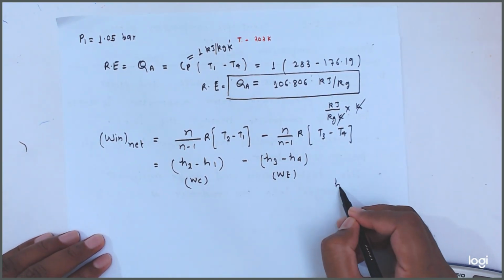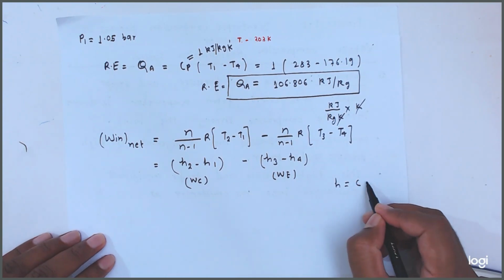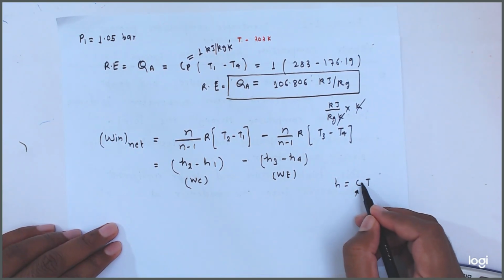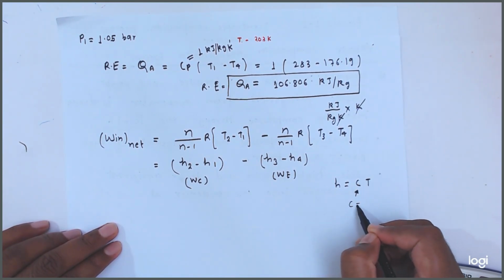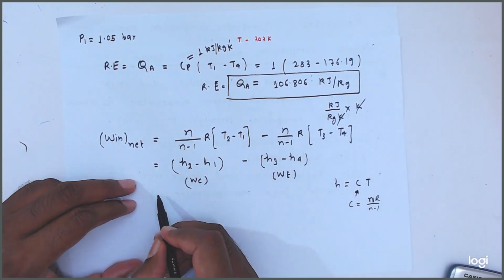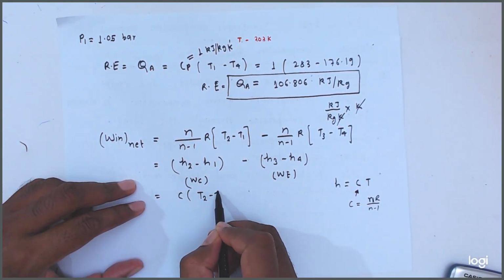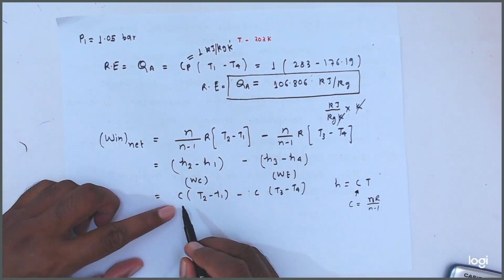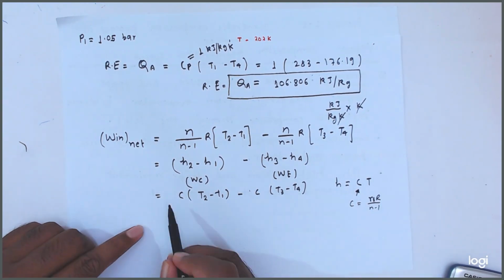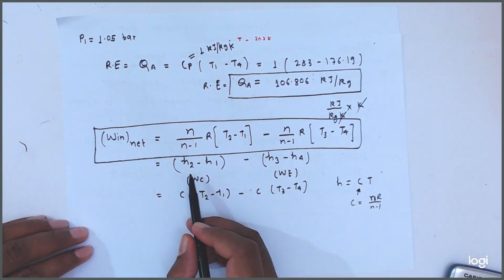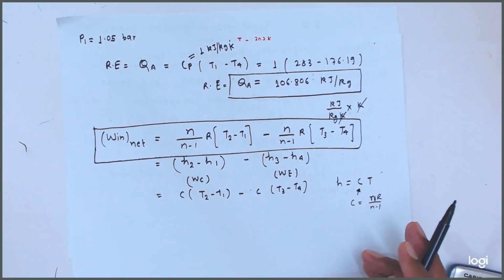We know that enthalpy is equal to C into T, and here since it is not an isentropic process, the C value we will take as n R upon n minus 1. So here you see C into (T2 minus T1) minus C into (T3 minus T4), and the C value is equal to nR upon n minus 1. That's why this formula has come. So just remember this one.